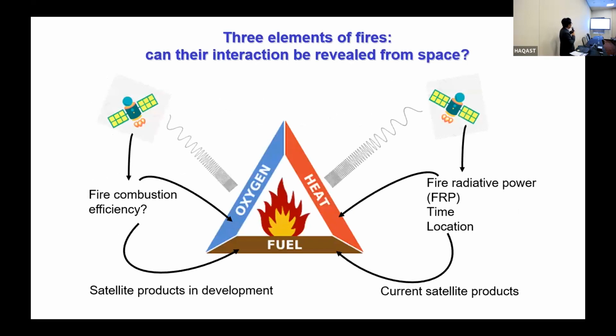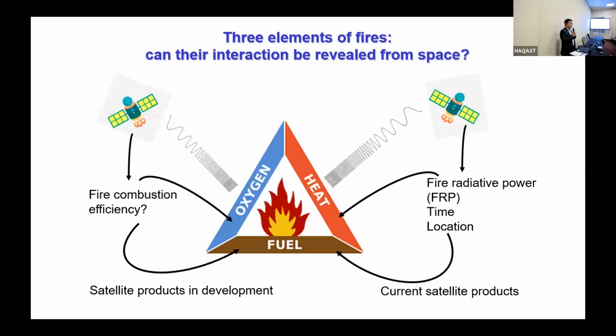Currently, the solar observation can give you the heat and the fuel. You can map the surface type, estimate how much fuel there is. You can map the fire radiative power, which tells you how much heat it is. However, you don't know how the oxygen plays a role in the combustion efficiency. Without oxygen, we know it cannot have fire. So we try to get more data about to what degree the combustion is complete.